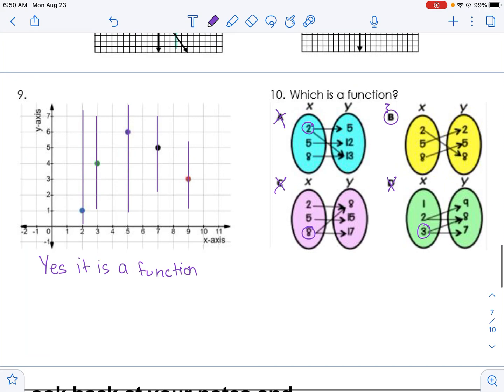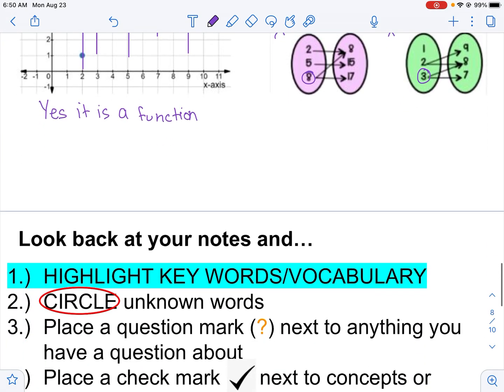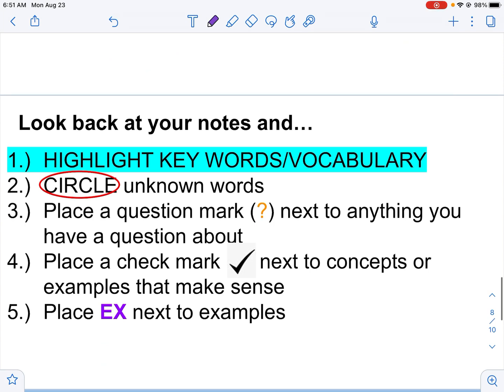Okay. Now what I would like you to do is a quick summary of what you have learned, and look back and highlight keywords or vocabulary, circle anything that's unknown, place a question mark next to anything you have a question about, a check mark if you understand a concept, and EX next to anything that would be an example. And if you have any questions, please write them down and make sure you ask your teacher.